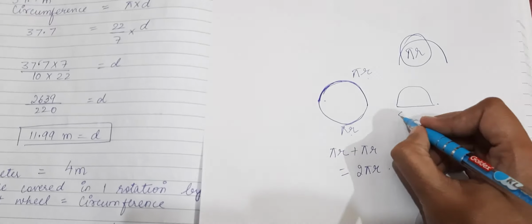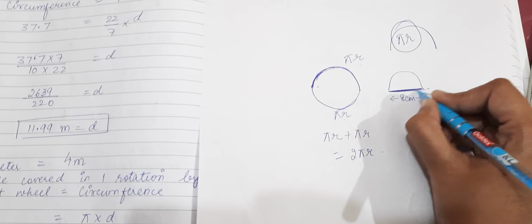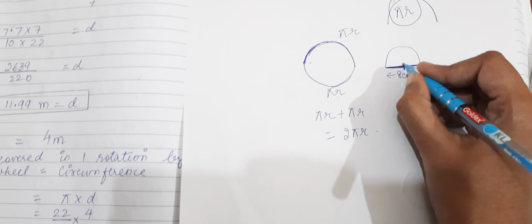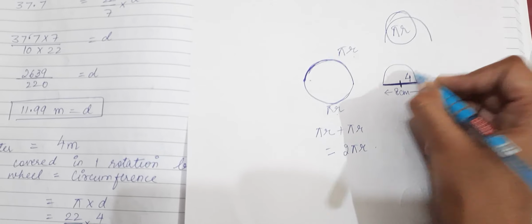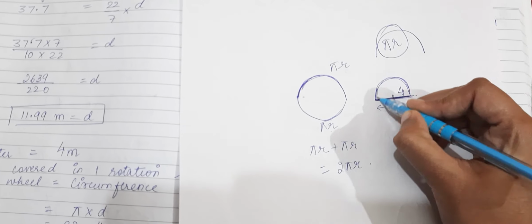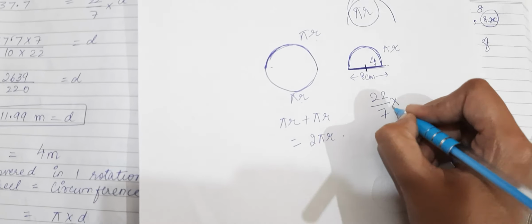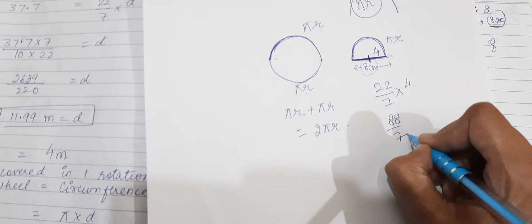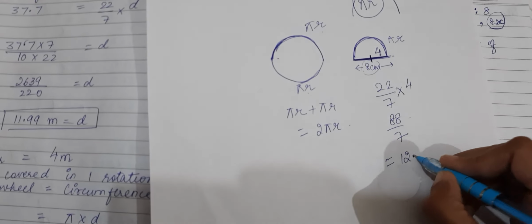Now this is given as 8 centimeters. This is the diameter which is given to me. This complete is the diameter. I need to find the radius, and radius is always half of the diameter. If this complete is 8, what will be the value of this? 4. So the value of this arc is pi r. What is pi? 22 upon 7. What is the radius? Half of 8, which is 4. This is 88 upon 7. And what is 88 upon 7? This is going to be 12.5.